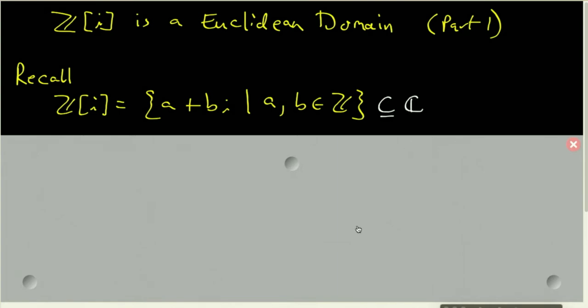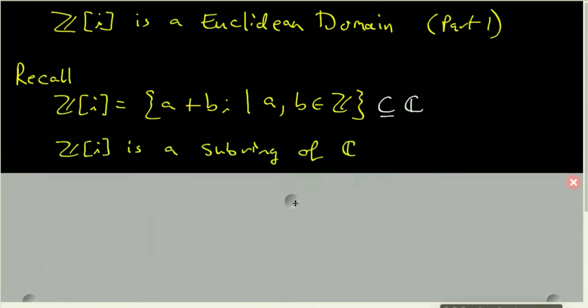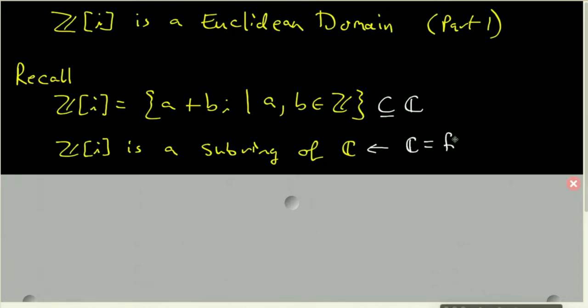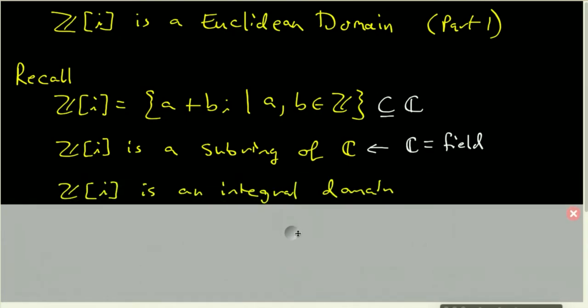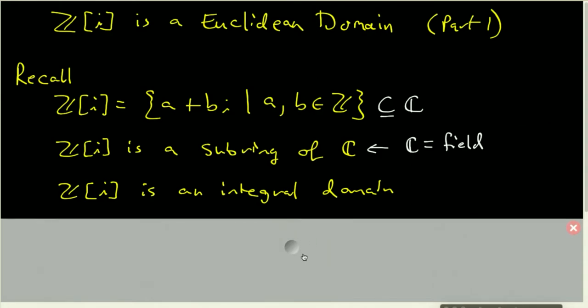and so that means that the set of Gaussian integers is a subset of the complex numbers. The next thing is, in a previous video, we have shown that the Gaussian integers form a subring of the complex numbers, and it's important to remember that the complex numbers are a field, and hence there are no zero divisors inside the complex numbers, and that means that the Gaussian integers have no zero divisors, and that says that the Gaussian integers are in fact an integral domain.